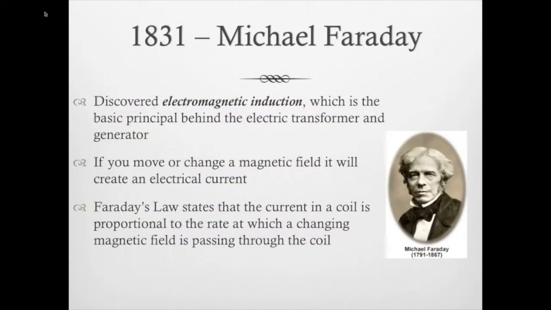All right, next we're going to talk about Michael Faraday. He's the one that discovered electromagnetic induction. Electromagnetic induction is the basic principle behind electric transformers and generators. And pretty much what he figured out is that if you move or change the magnetic field, it can create an electrical current. And then there is a law that came up after Faraday, and Faraday's law states that the current in a coil is proportional to the rate at which a changing magnetic field is passing through the coil. To help show you guys this, here is a clip about Michael Faraday.